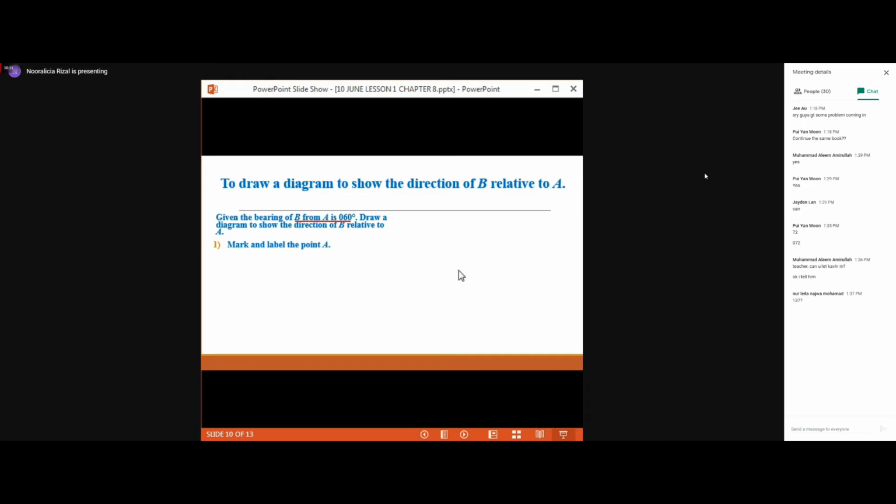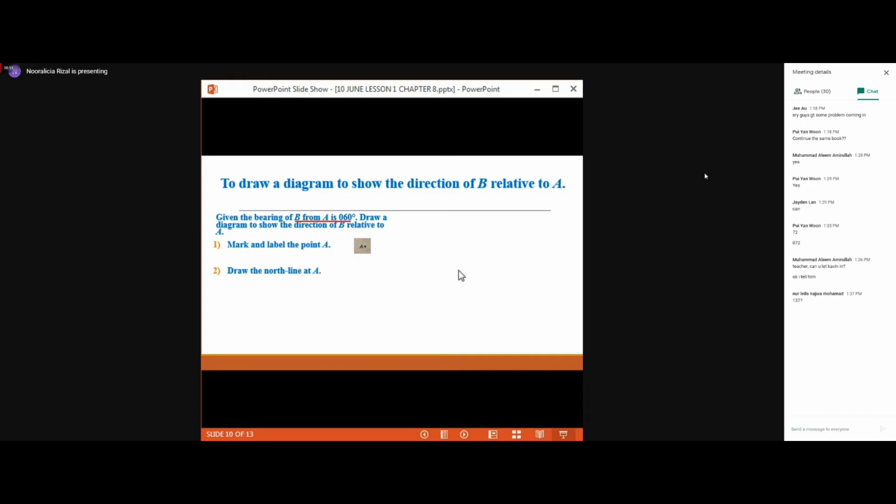All right, so from A, you just put a point A anywhere in your book there, on your paper. Then remember, you must have your north line from there. So draw a north line. Okay, another thing I want to focus on: when you draw the north line, please use your ruler. You don't freehand draw your north line.